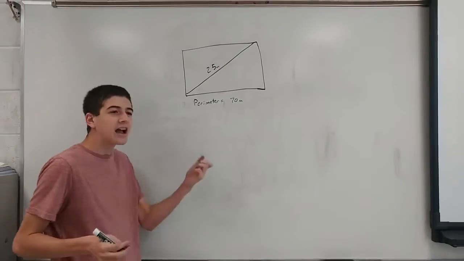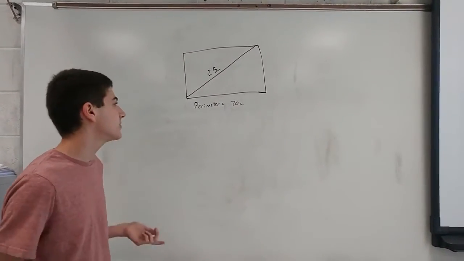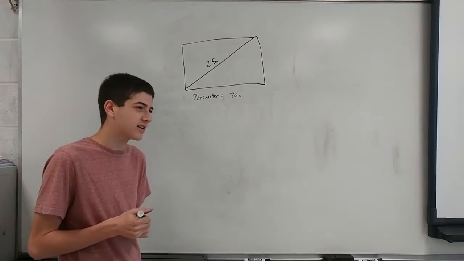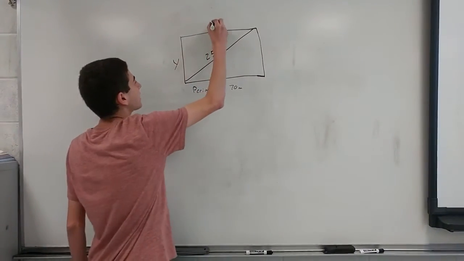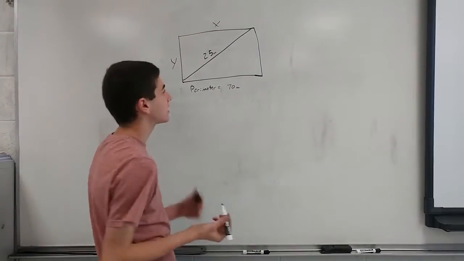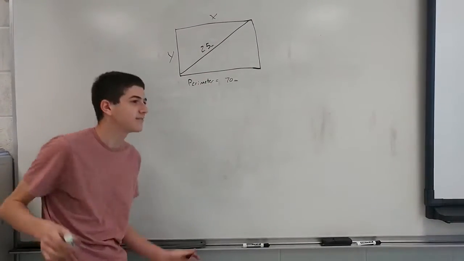We have a rectangle with a diagonal of 25 meters and a perimeter of 70 meters, and we want to find the area. So to start, let's label this side y and this side x, which of course, because it's a rectangle, means that this side's y and this side's x.